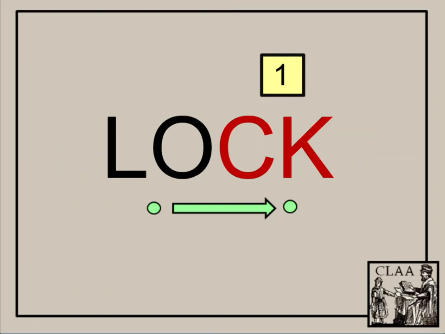The letter C is also found in the English digraph CK. The digraph CK is always read with the sound of the classical K, k, k. Let's read this word together. Lock, lock. The digraph CK always makes the sound k, lock.